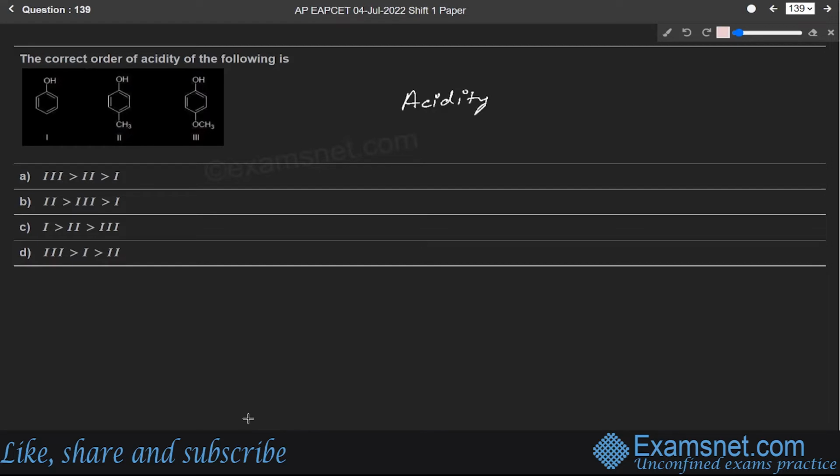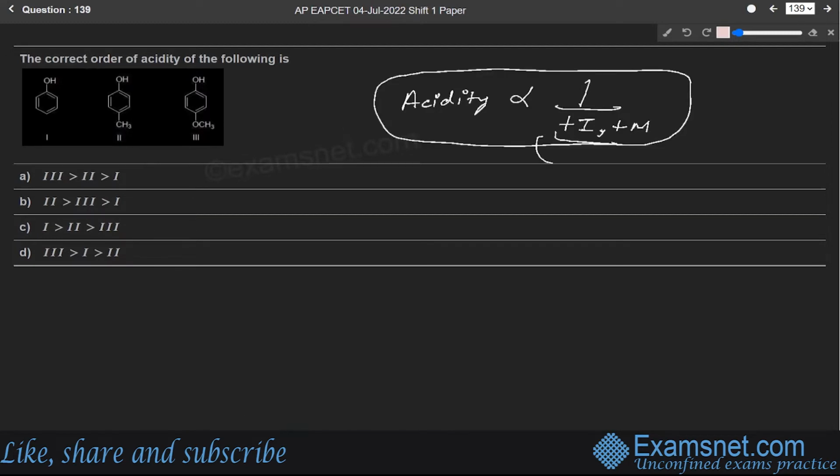What do you know about acidity? Acidity is always inversely proportional to +I and +M, the mesomeric and inductive effects. This one relation can solve numerous questions, n number of questions you can even solve. Now you talk about +I.